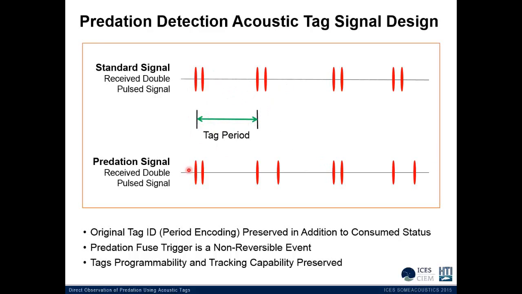In the predation tag, we again have two closely spaced signals, and we have pairs of them. However, in the second or sometimes in the third pair, when the fish has been predated, we increase the spacing between the first and second pulse in this pulse pair. Doing this, we still can determine the tag ID because we know the period from the first signal to the first signal in the second pair, etc. But we can also determine that the tag has been predated by this increased spacing in the pulse pair.